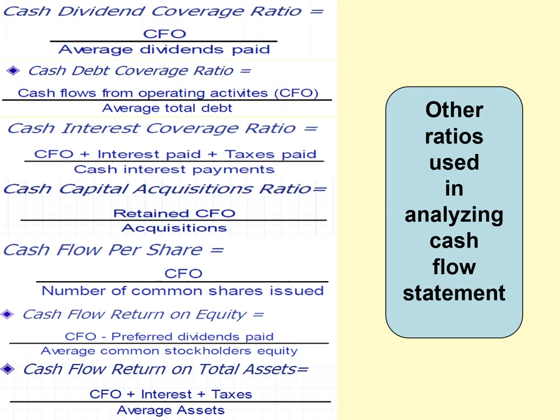And then the next one is cash flow return on equity, which means CFO, and we are going to deduct the preferred dividends paid, divided by the average common stockholders' equity, which means the amount of common equity, not the number of shares. And at last, we are going to the cash flow return on total assets, which means CFO plus interest plus taxes divided by average assets.